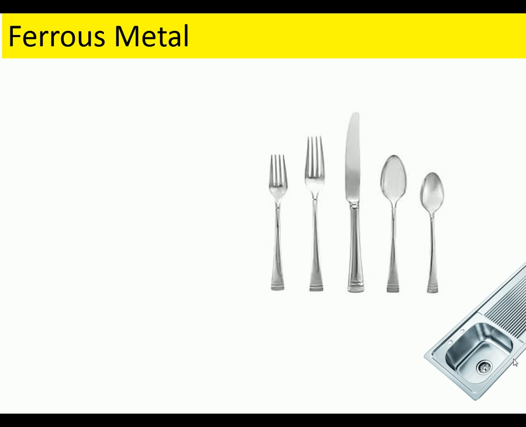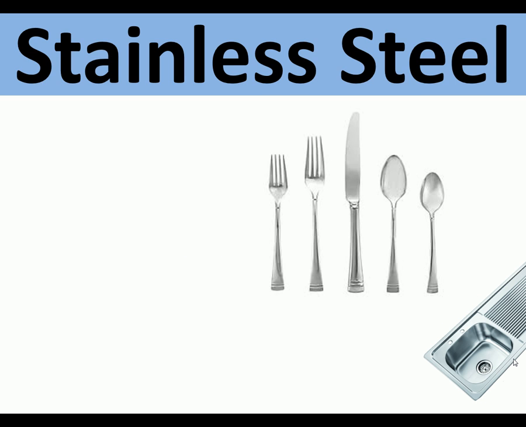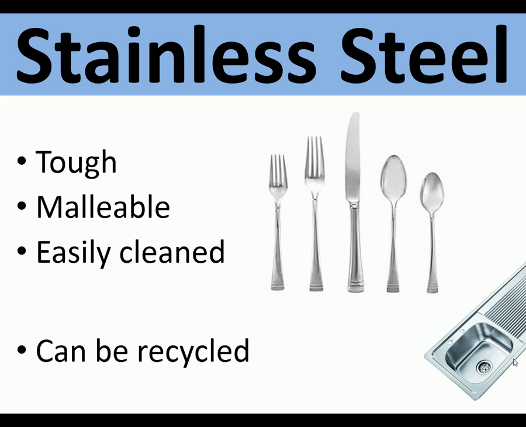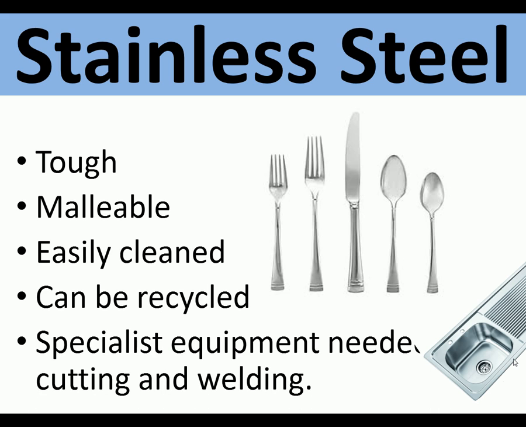Another ferrous metal, stainless steel. This is a tough material. It is malleable, so it's shaped into things like the sink. It is easily cleaned and it can be recycled. Specialist equipment is needed for cutting and welding because it is a hard metal.